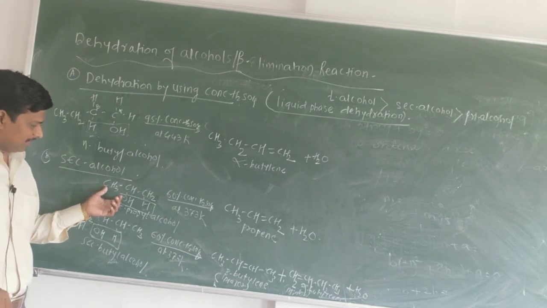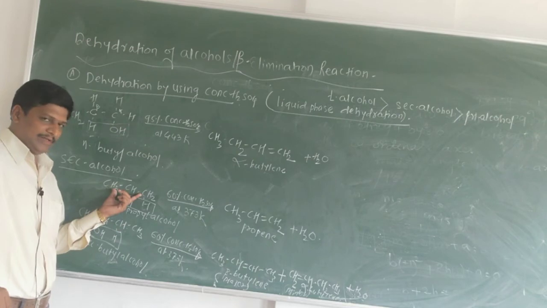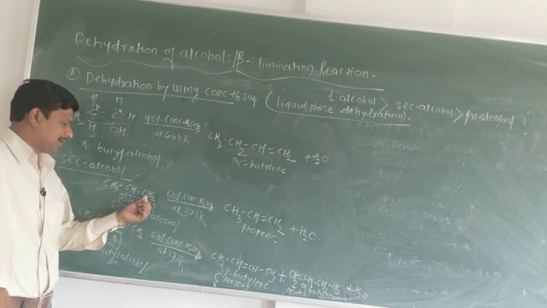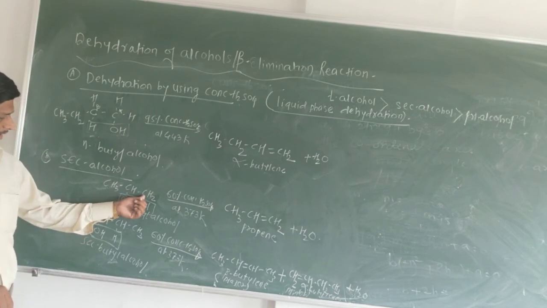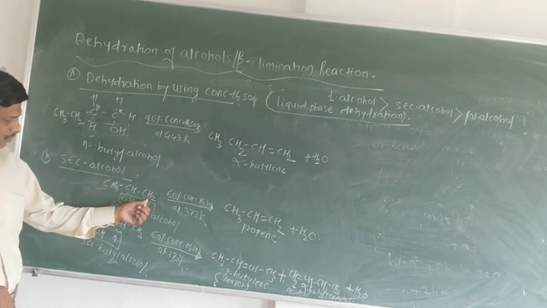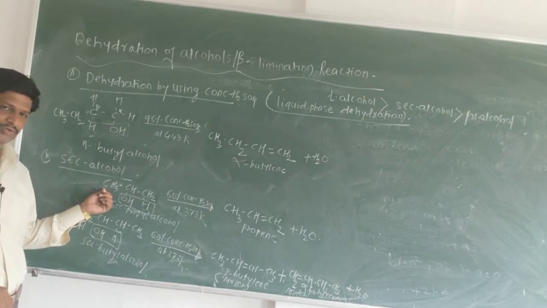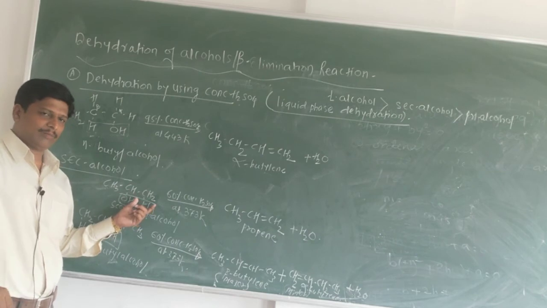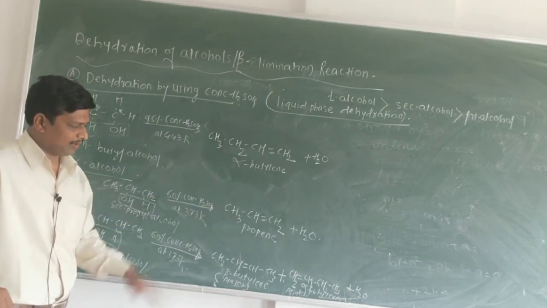Now in this secondary propyl alcohol, again the two adjacent carbon atoms are here. Both these carbon atoms contain the same number of hydrogen atoms. This carbon atom contains CH2, and this one is CH3, and this carbon atom also contains CH3. So here both carbon atoms contain an equal number of hydrogen atoms. Therefore the product obtained is only one, that is propane.